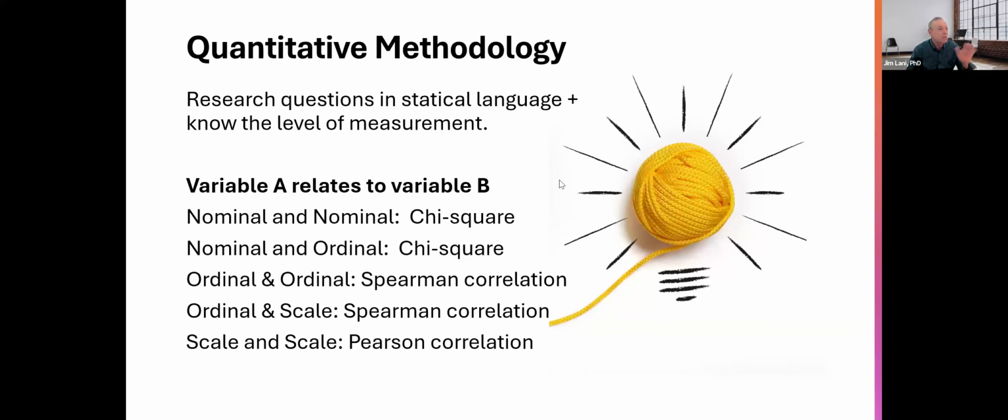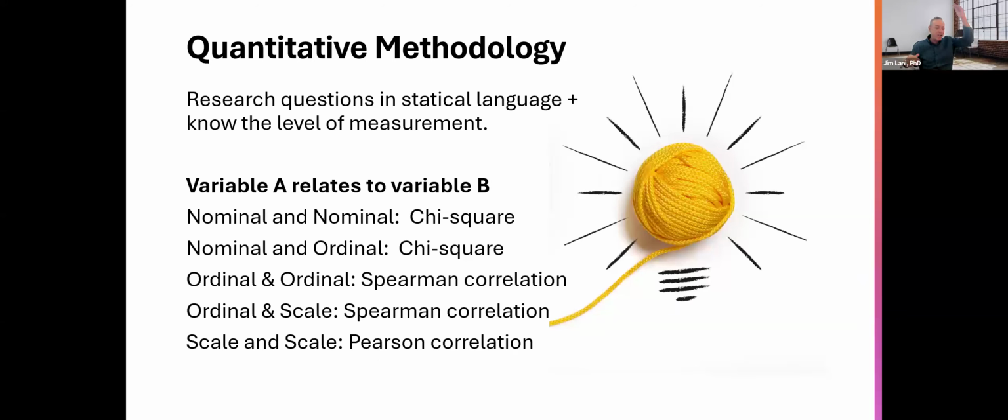So let's get into this relating one, okay? There's variable A, there's variable B. If A is nominal and B is nominal, we're in chi-square land. If A is nominal and B is ordinal, we're in chi-square land, and so forth. Ordinal, ordinal, Spearman. Ordinal, scale, Spearman. Scale, scale, Pearson. Most of the times, we have scale and scale, and we're doing Pearson correlation.